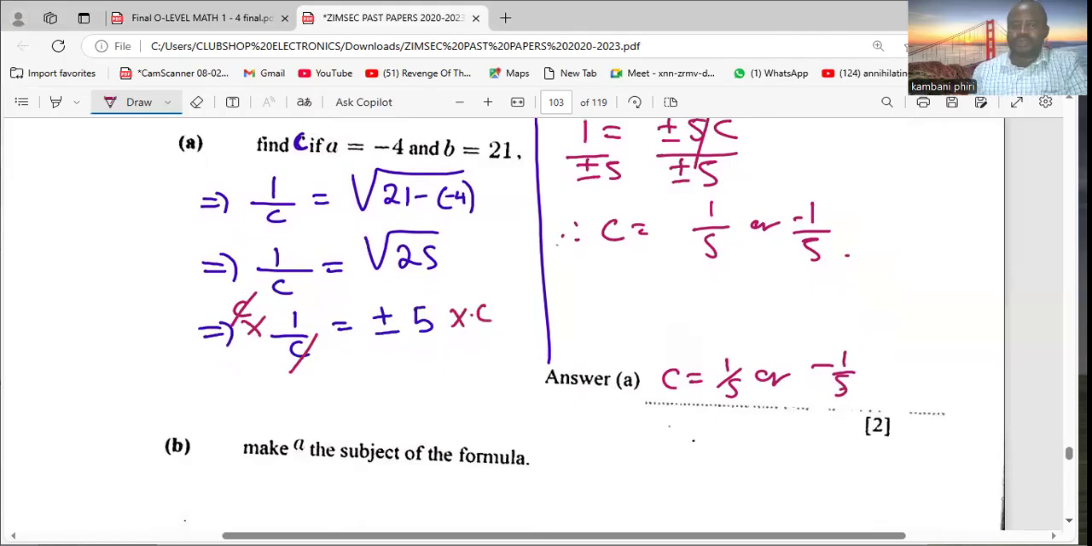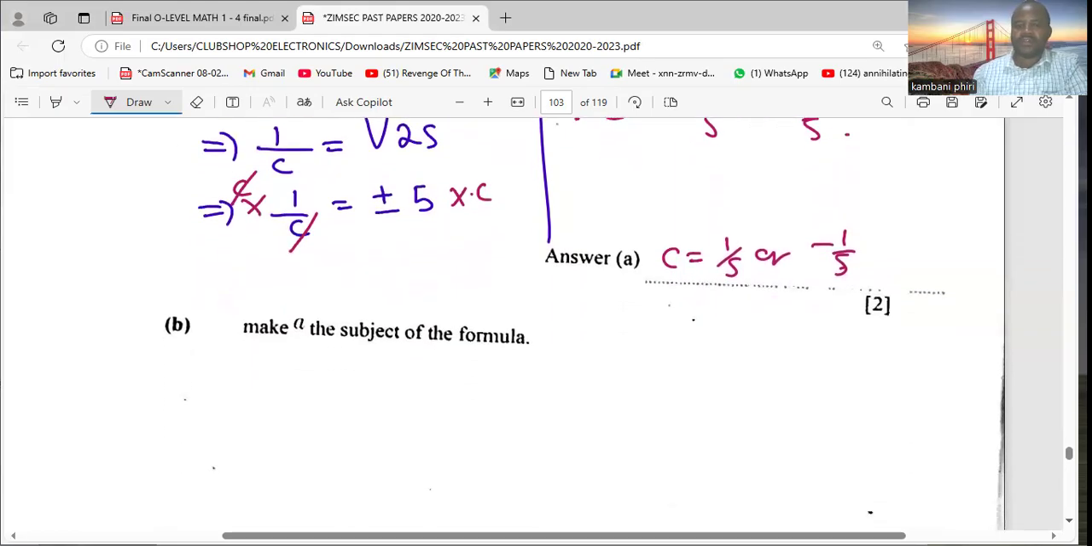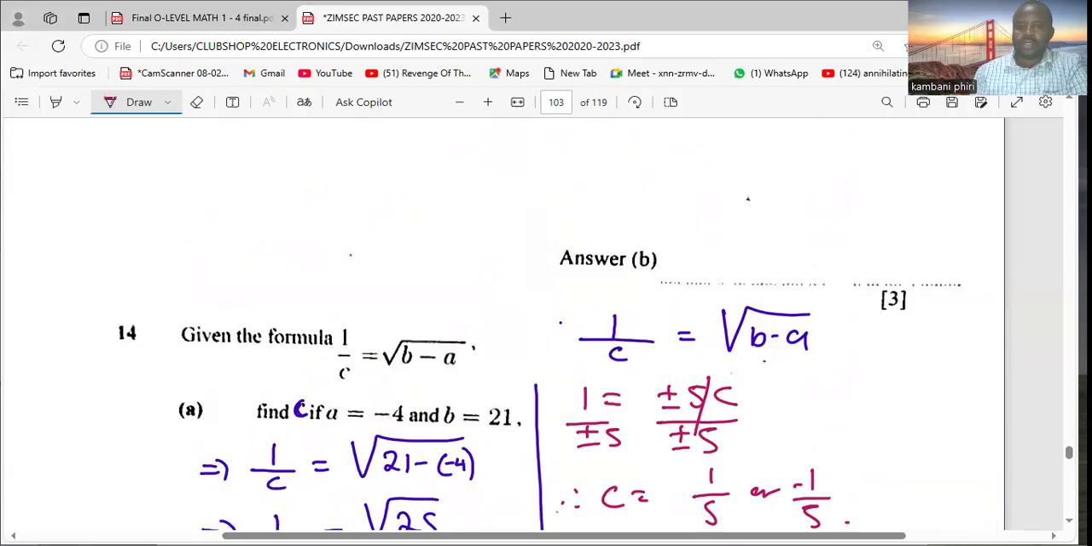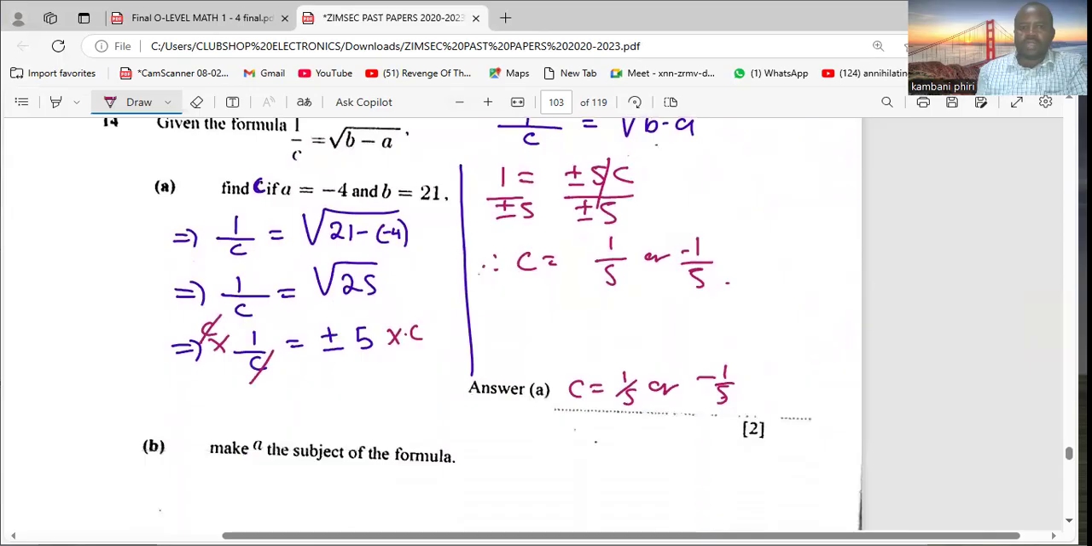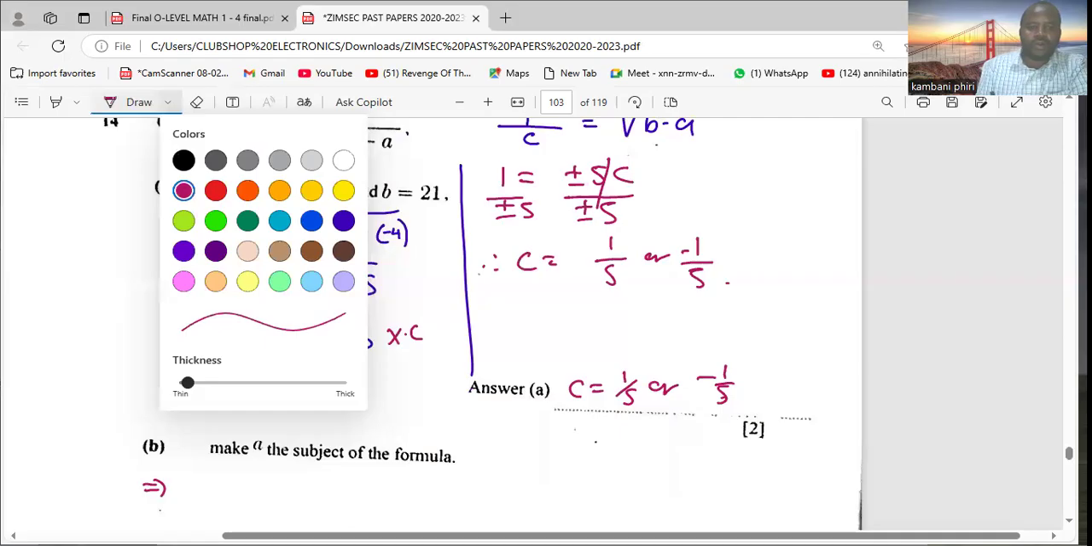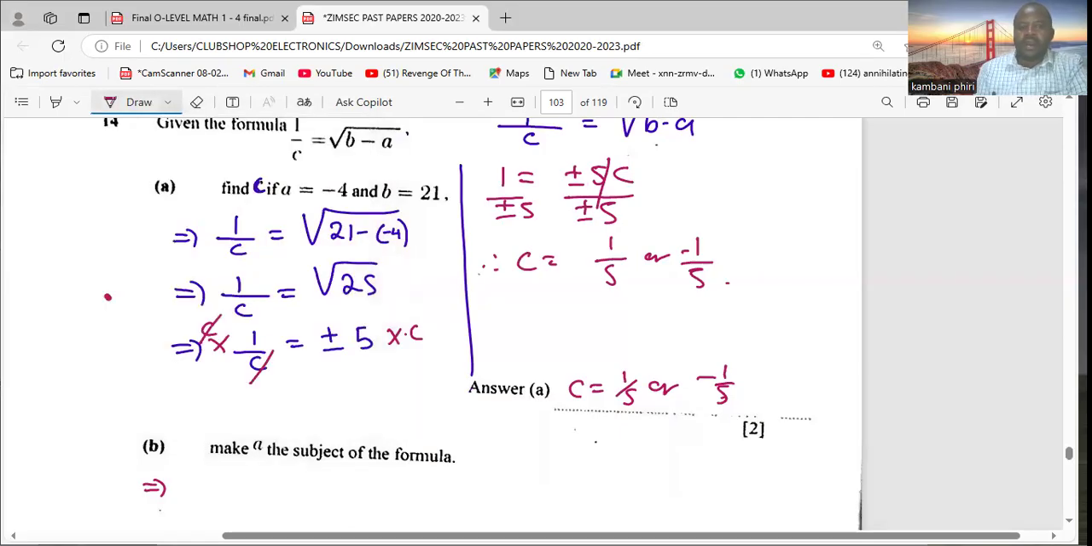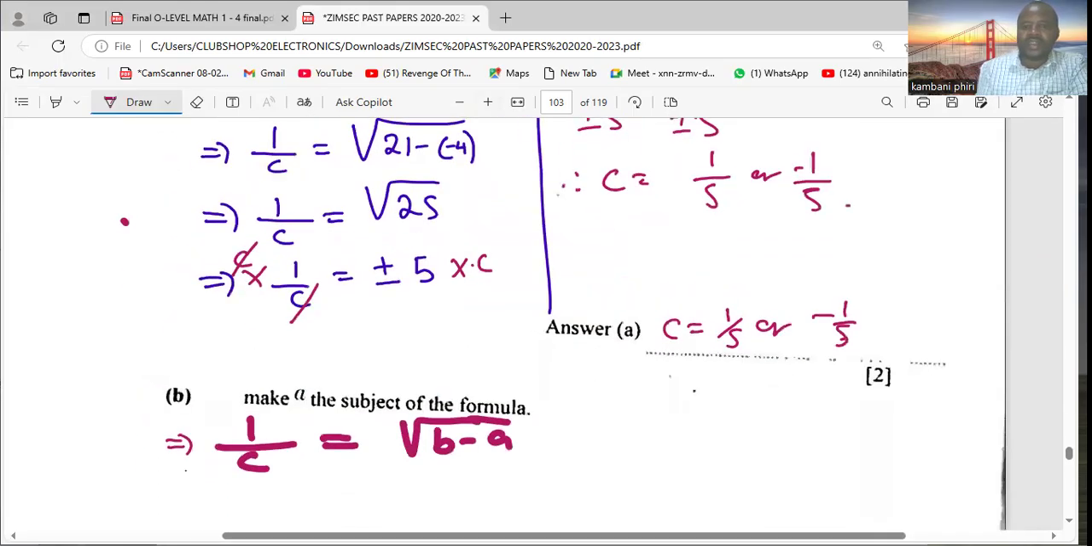Yeah, so from here, we are asked to make A the subject of the formula. So we need to refer to our question. So the initial formula is 1 divided by C, that is equal to the root of B minus A. Okay. So now we want to make A the subject of the formula.